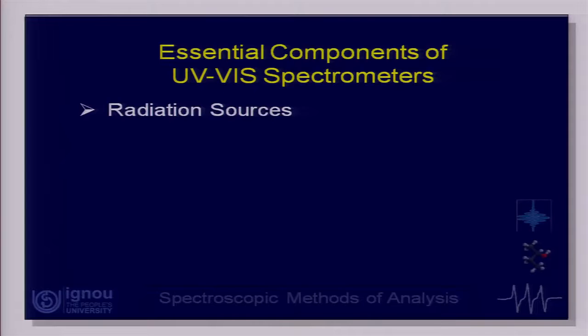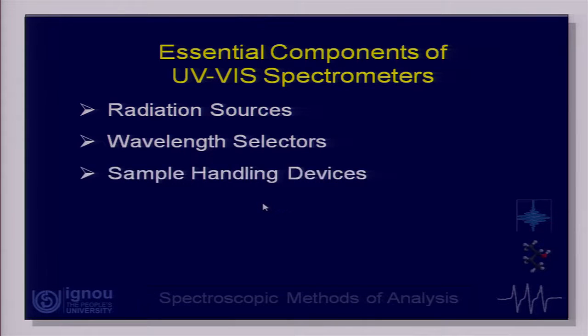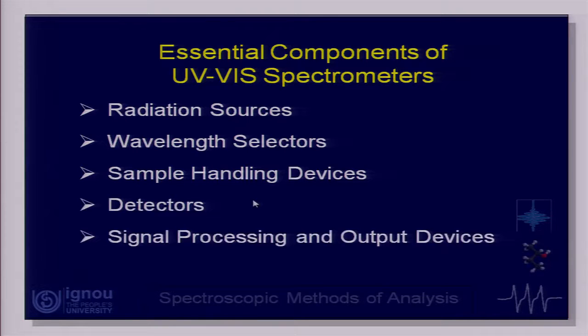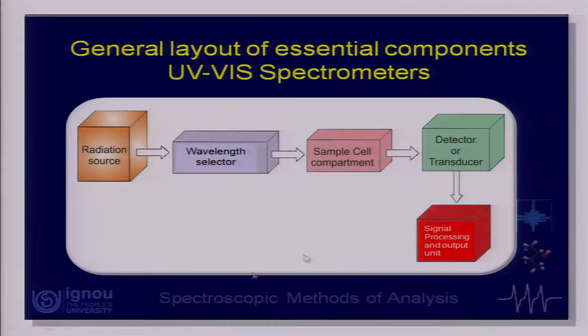Now, we move further and talk about the kind of instrumentation used here. To understand that, we begin by listing the different essential components of a UV visible spectrometer. They are the radiation sources, the wavelength selectors, the sample handling devices, the detectors, and towards the end a component like signal processing and output devices. Essentially, there are five components which must be there to constitute a UV visible spectrometer, and these components are arranged in the following way.